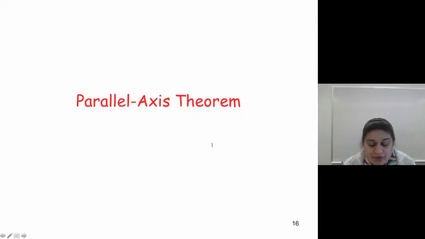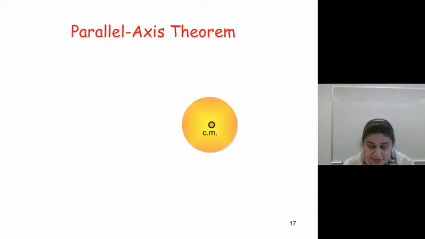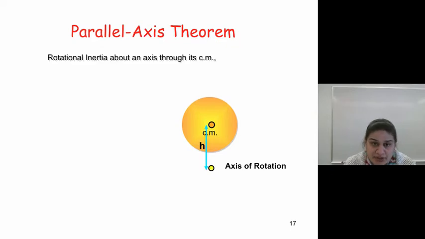Parallel axis theorem. So now what if we wanted to find the moment of inertia not around the center axis, but somewhere else? In that case, we are going to use something that's called the parallel axis theorem. What is the parallel axis theorem? In the parallel axis theorem, we want to find the moment of inertia around the center of mass, and then we want to transpose it to our actual axis of rotation.